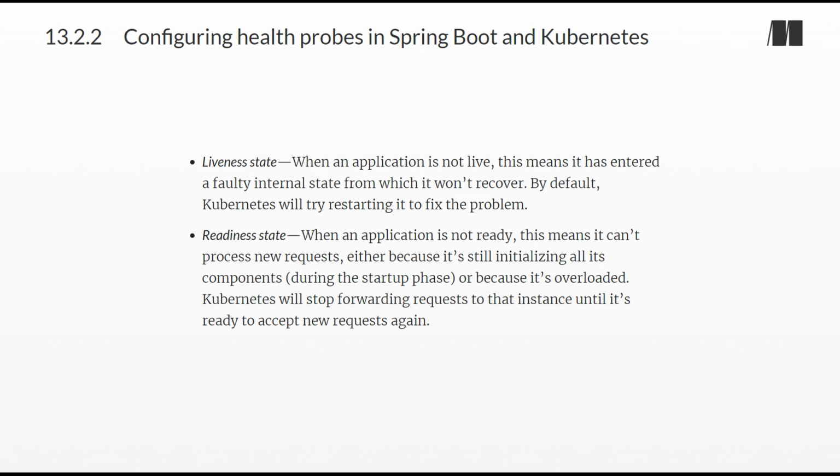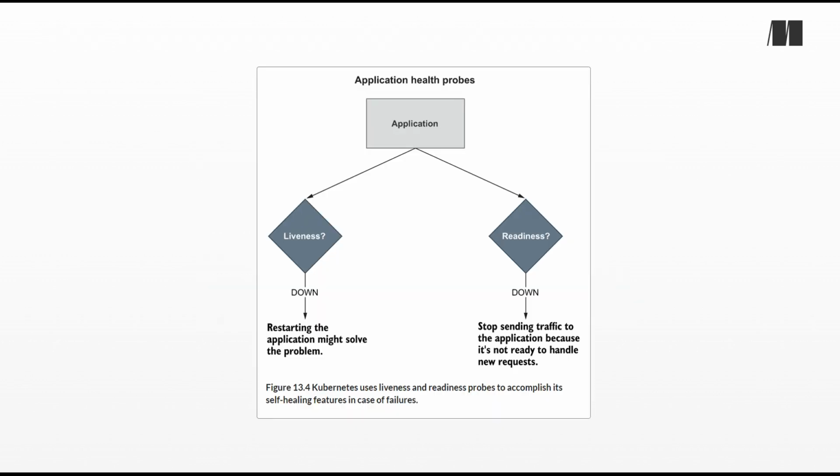Readiness state. When an application is not ready, this means it can't process new requests, either because it's still initializing all its components during the startup phase, or because it's overloaded. Kubernetes will stop forwarding requests to that instance until it's ready to accept new requests again. Figure 13.4. Kubernetes uses liveness and readiness probes to accomplish its self-healing features in case of failures.